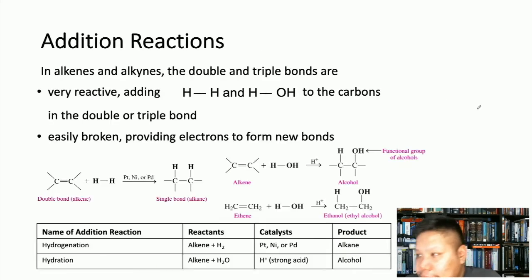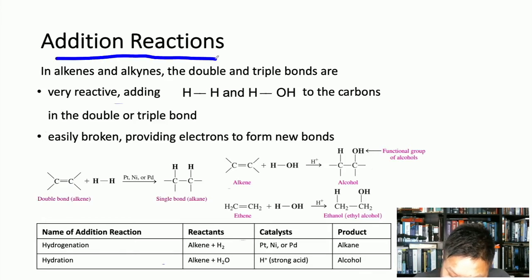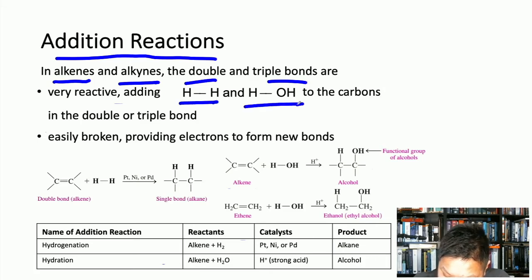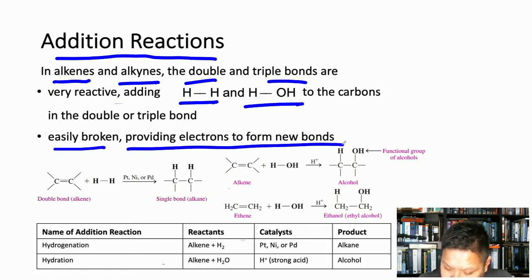So now that we've gone over naming alkenes, alkynes, and alkanes, we've got to talk about some addition reactions. When you have an alkene or an alkyne, which are double bonds and triple bonds respectively, they can react with hydrogen gas and water to form different compounds. They're easily broken, providing electrons to form new bonds.